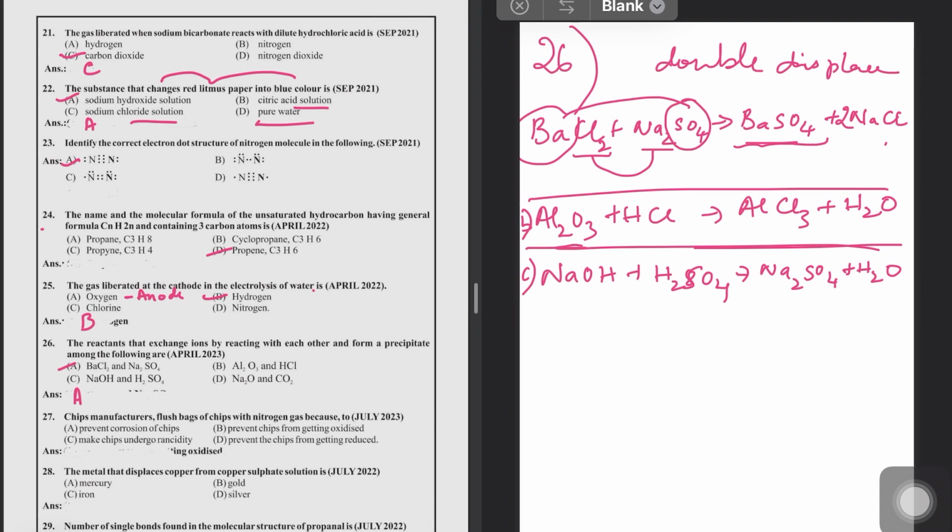Coming to the last option, when sodium oxide reacts with carbon dioxide, this reaction takes place at very high temperature, might be between 450 to 500 degrees Celsius. So when these two react, Na2CO3 is formed, which is not a displacement reaction, which is a combination reaction. Hence the correct answer is option A.